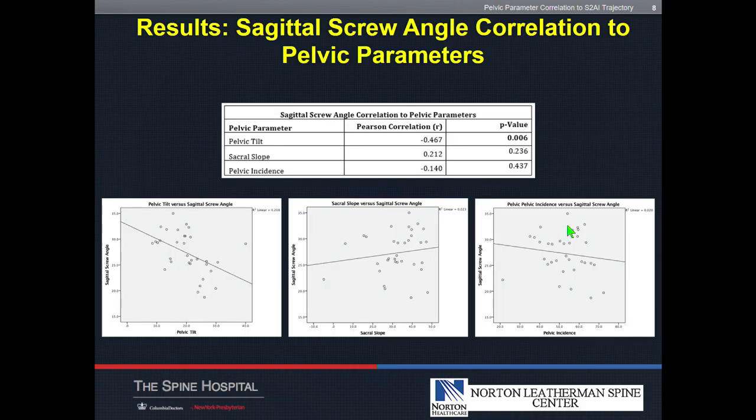And this is the correlation that we looked at. We tried to correlate pelvic tilt, sacral slope, and pelvic incidence to these trajectories. And what we found was that there was no statistically significant correlation with any of them except pelvic tilt. And what we showed was that there was a moderate correlation with pelvic tilt, that as pelvic tilt got higher, as patients were retroverting their pelvis, the sagittal inclination got less.